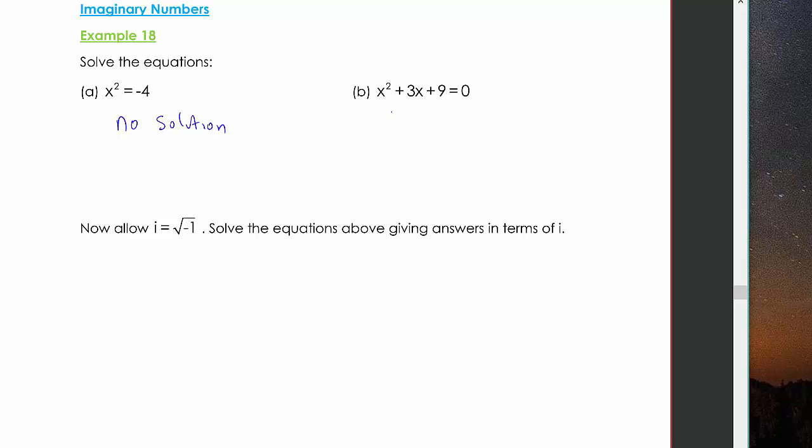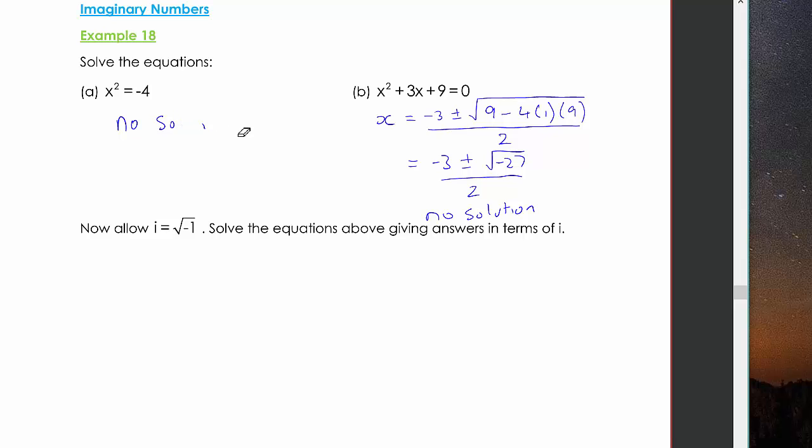And then here we've got x squared plus 3x plus 9. So let's try using the quadratic formula here. So we'll have negative 3 plus or minus the square root of 3 squared, take away 4 times a times c, all divided by 2a. So that's going to be negative 3 plus or minus the square root of negative 27 over 2. So we have no solution.